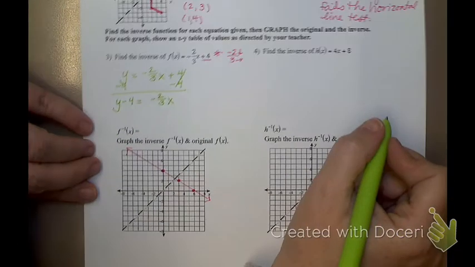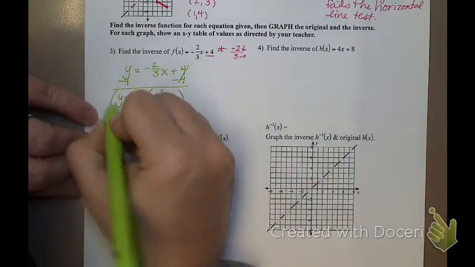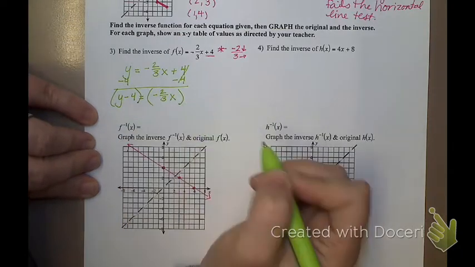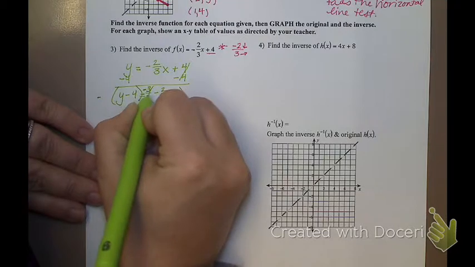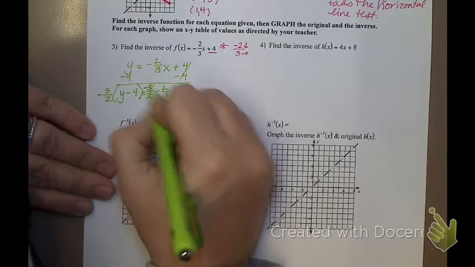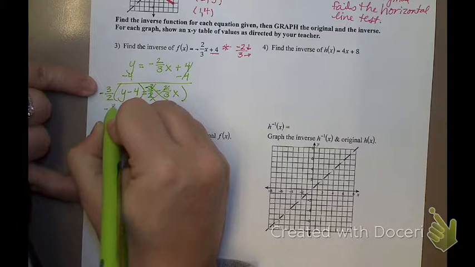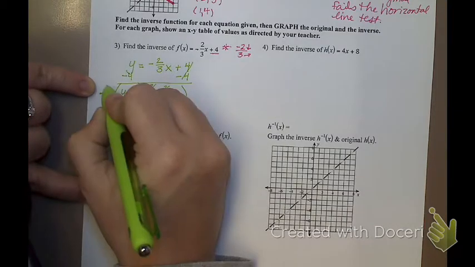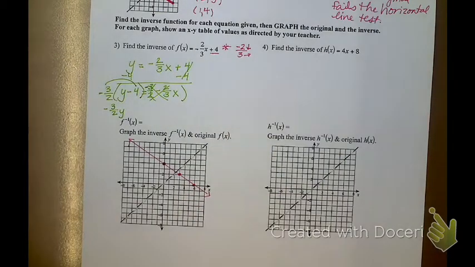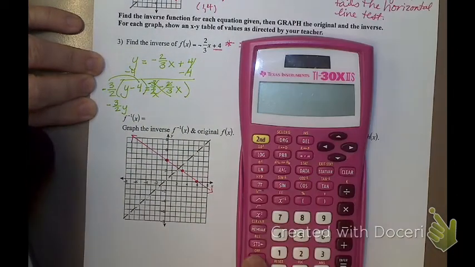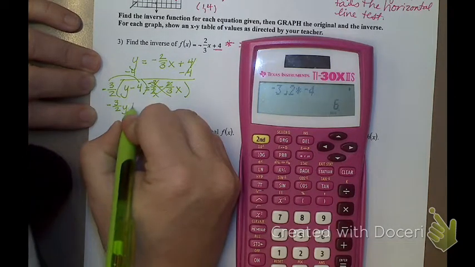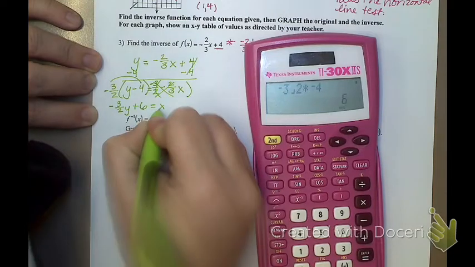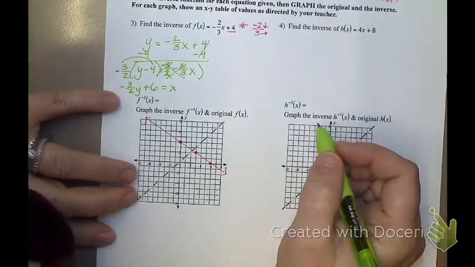And how do I get rid of the -2/3? I have to multiply both sides by the reciprocal. The reciprocal is going to have the same sign, so it's also going to be negative, but it's going to be 3/2. So I have -3/2 y. Then I have to multiply the -3/2 also by the -4. If I go to my calculator, -3/2 times -4 is 6. And I have x. So I have -3/2 y plus 6 equals x.